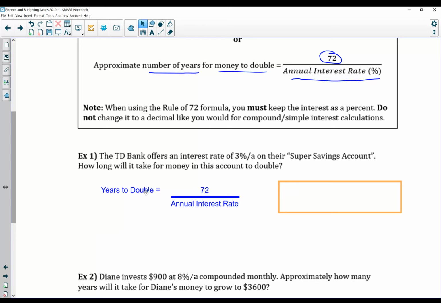Well, here's my formula. The years it will take to double will equal 72 divided by the annual interest rate. So if I take 72 and divide it by 3, because that's my interest rate, remember it's as a percentage, not a decimal, it will take approximately 24 years for the money to double, however much money it is.